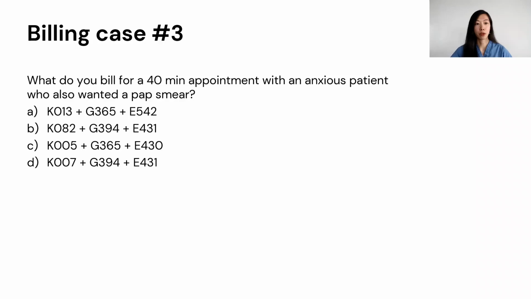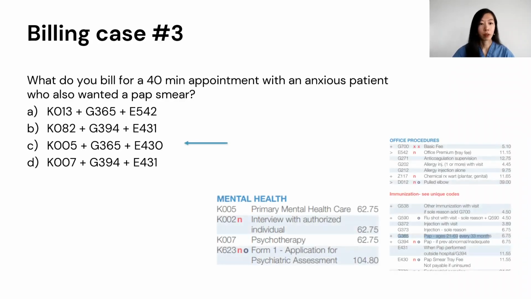Okay, billing case number 3. What would you bill for a 40-minute appointment with an anxious patient who also wanted a pap smear? Pause the video, write your answer. And the answer is C. The reason is that it's an anxious patient, so you don't want to bill a K013, which is just general counseling. You want specifically mental health counseling, so K005, as well as a pap smear, which is G365.